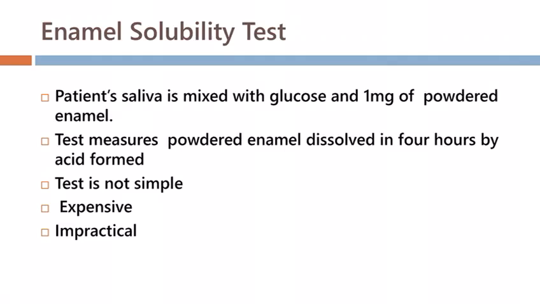Moving on to the final test, that is the enamel solubility test. Here patient saliva is mixed with glucose and 1 milligram of powdered enamel. The test measures the powdered enamel dissolved in 4 hours by the acid formed. The disadvantages are that the test is not simple, it is very expensive and impractical.